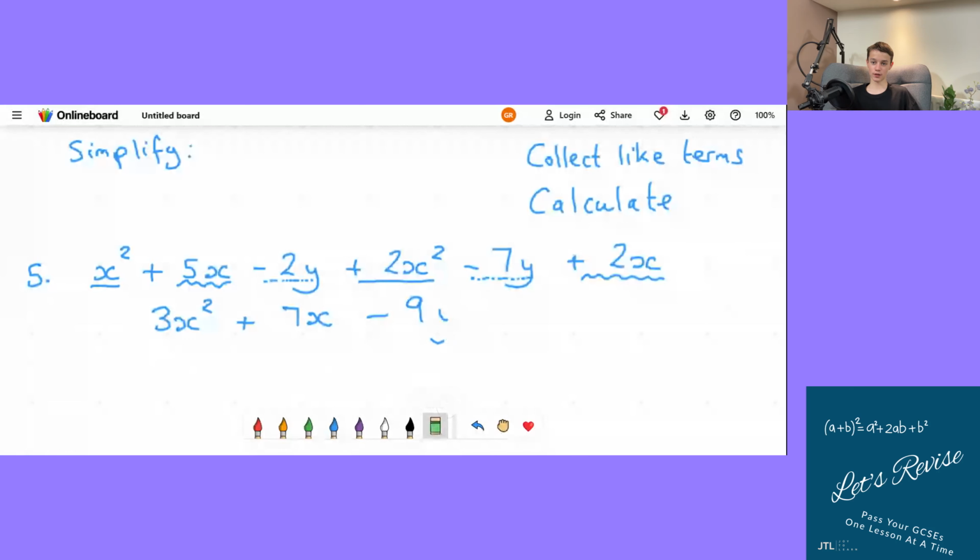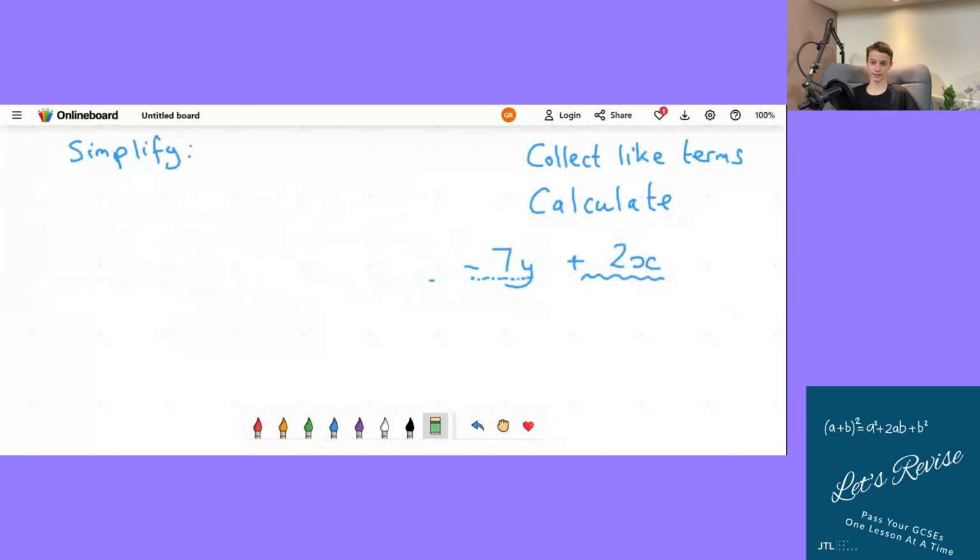Now I have to keep hammering on about this fact. X squareds and x's are completely different things. This is something that so many students fail their exam by and trip up on.